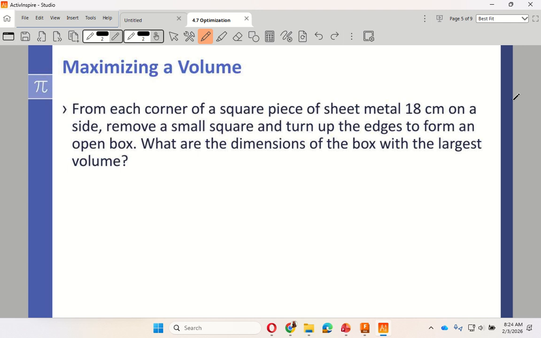Okay. So maximizing volume. Now I want you guys to think about it. Show me hands. If I am going to maximize the volume, what type of equation am I going to have? Show me with your hand.